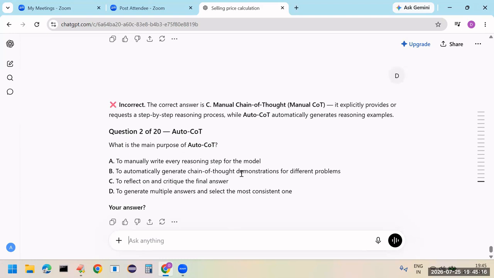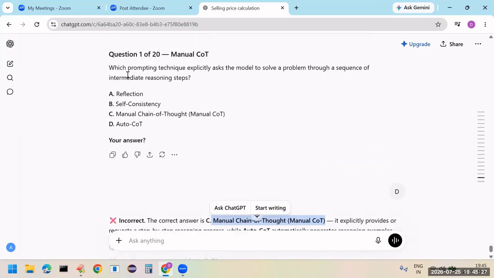Incorrect. The correct answer is manual chain of thought. It explicitly requests a step-by-step reasoning process, while auto COT automatically generates the reasoning steps. Sir, which prompting technique explicitly? It is not auto COT. Correct? Yes, it is saying ask the model, right? Which prompting technique explicitly asks the AI model to solve the problem through a sequence of intermediate reasoning steps?